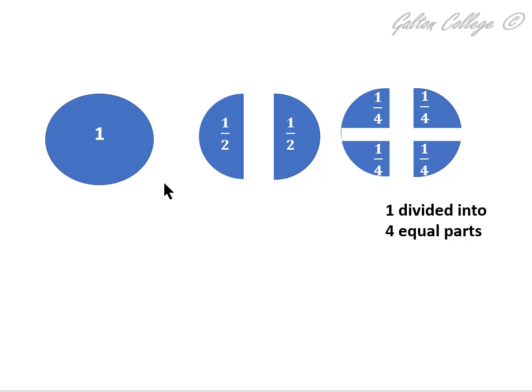So pictorially, we can start to imagine fractions as splitting up entities, splitting up a shape, or splitting up a number. So 1 divided into 4 equal parts is this one here. We couldn't go further, of course. We could divide the quarters into 1/8 or 1/16. It just looks very difficult to draw, so I didn't do it.